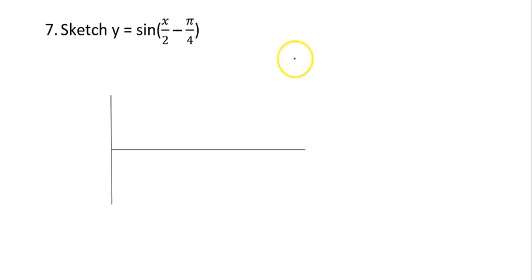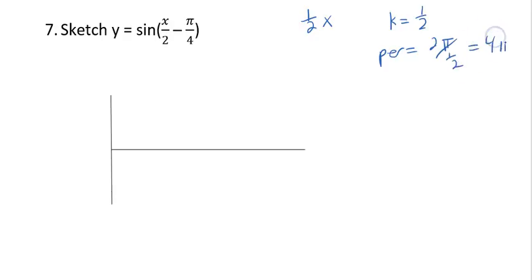Okay, last example I'm going to do has a period change and a horizontal shift. This x over 2 you have to view as 1/2 x, which means our k is 1/2. And so our period would be 2 pi over 1/2, which is 4 pi. And then our horizontal shift, negative c over k, well, this is already negative, so I have a negative pi over 4 over our k, which is 1/2. I have to flip and multiply.